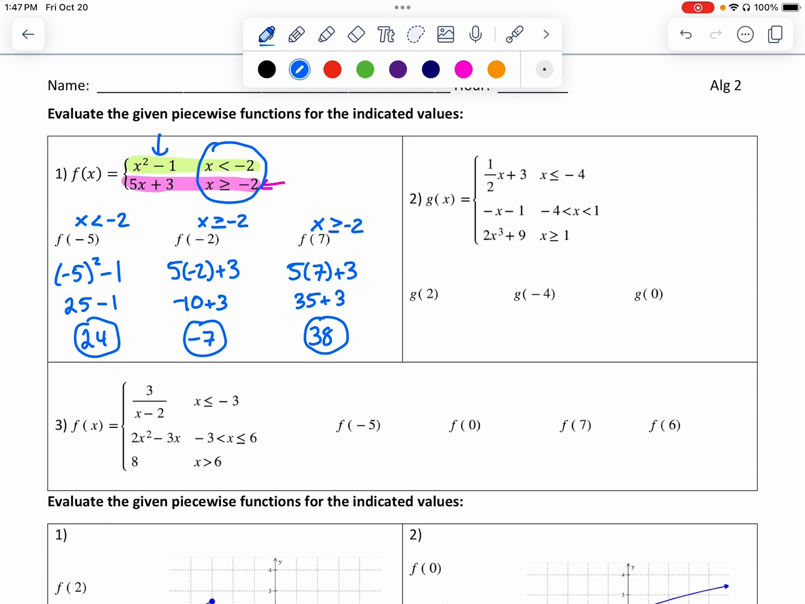All right, let's try another one. Here we've got 3 different domain restrictions. When I say domain restrictions, I'm talking about this right side. Those are those domain restrictions. First it says g of 2. If that's my x, I have to look at the domain restrictions and say which one does 2 fit in. Well, 2 is greater than or equal to 1, so I'm going to use that last equation because it fits that domain restriction. So I'm going to do 2 times 2 cubed plus 9. Well, 2 cubed is 8, so 2 times 2 times 2 is 8. 2 times 8 is 16. 16 plus 9 is 25.